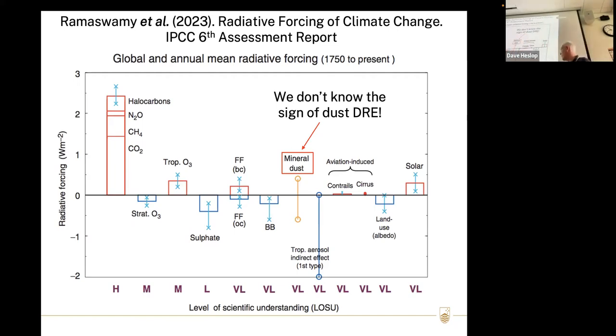What we have along the axis here is the level of scientific understanding associated with that process. So again, not too surprising, we have a high level of scientific understanding with respect to the effects of CO2. Now, by the time we get to mineral dust, here, you can see the level of understanding is very low. And it may be positive radiative forcing, it may be negative. We don't even know the sign of dust direct radiative effect in terms of will it warm or will it cool. So obviously that's a bit of a problem.